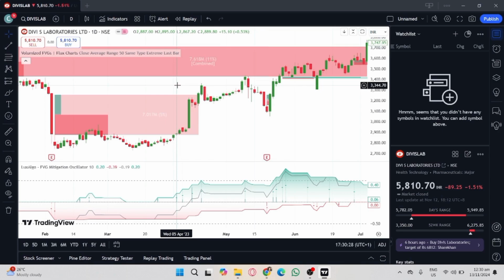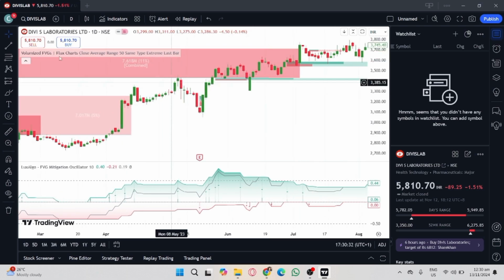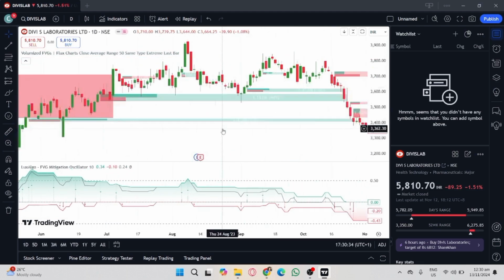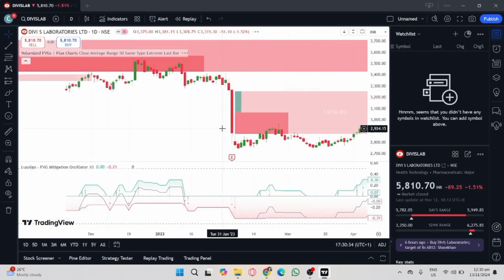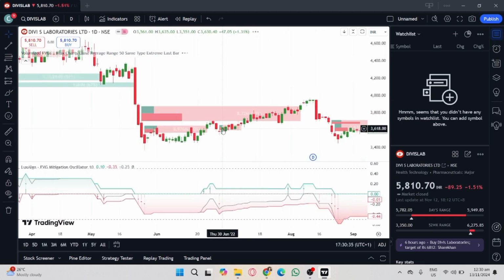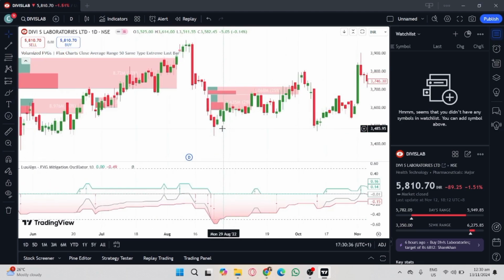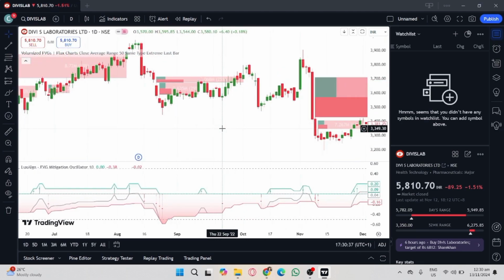And then second, look for confirmation. Don't rely only on the gap. Use additional indicators like RSI, volume, or moving averages to confirm your trade. And then lastly, set entry and exit points. You could enter at the gap fill and place a stop loss just below or above the rectangle, depending on your strategy. And that's it.